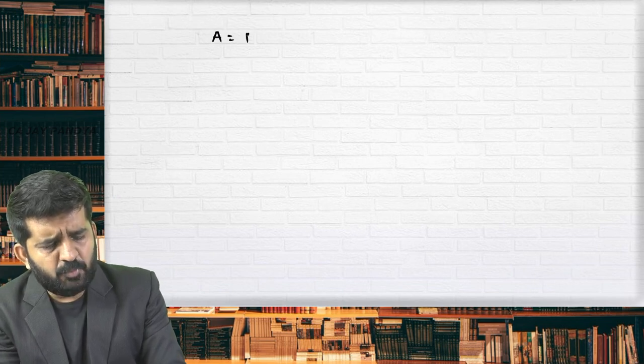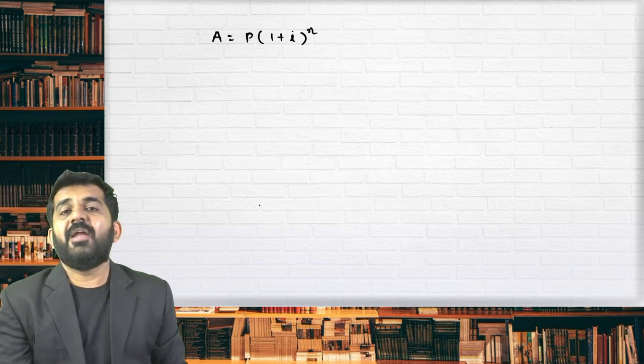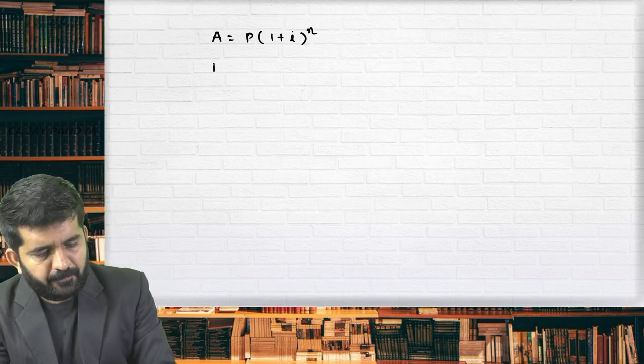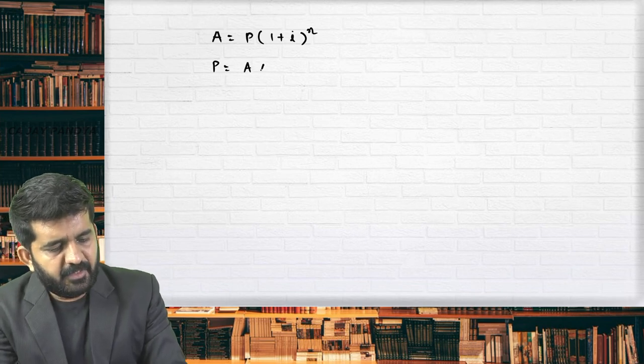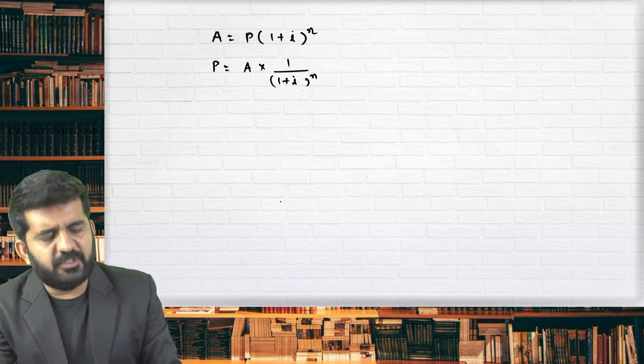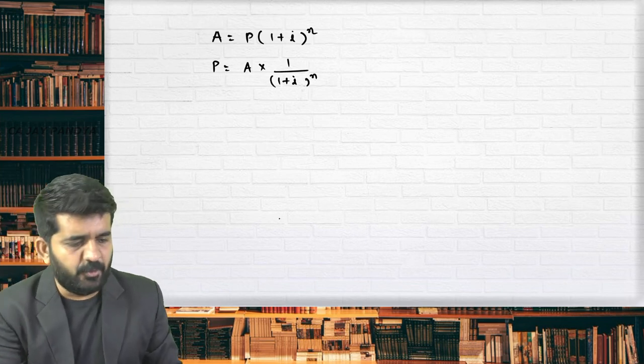We started with A = P × (1 + i)^n, whenever I want to find out future value. But when I want to find out present value, it was A × 1 / (1 + i)^n. These two can be treated as the same formula, I don't mind.